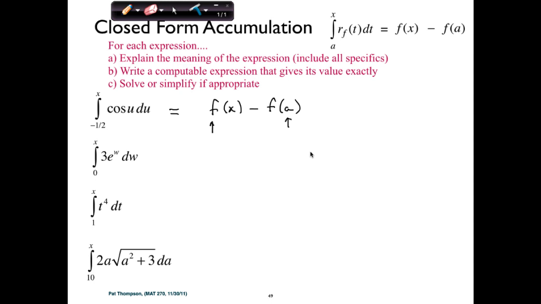So I'm thinking to myself, okay, I need some function that if I took the derivative of it, I would have what? Cosine, right? What function, if I took its rate of change, would give me cosine? That's the function f that I want. I'll set it up as that function evaluated at x, and that function evaluated at whatever a is. And that will give me the closed form version of this net accumulation function.